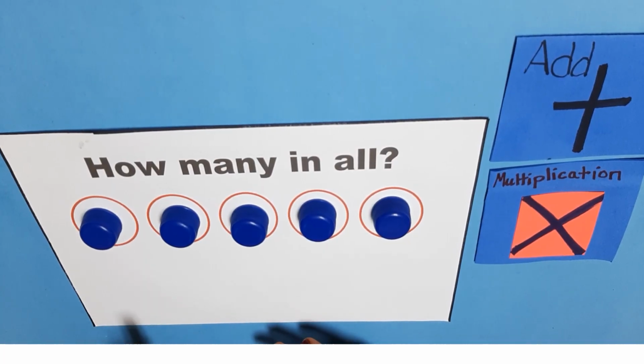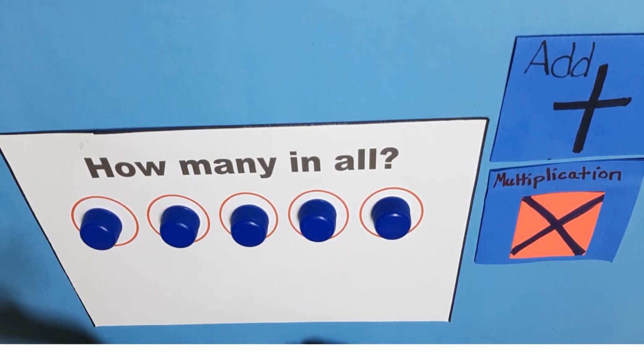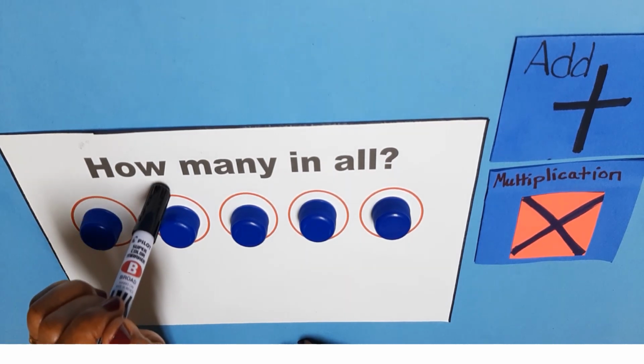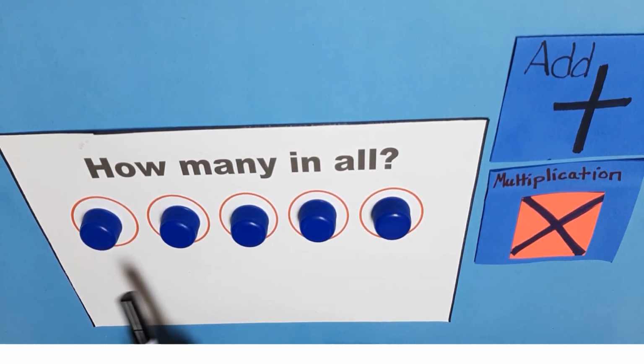We are now going to look at how we can add and multiply. We know that multiplication is a short way of adding equal groups. So when we look at the group that we have here, we said how many in all. How many groups do you see here? Let's count it together. 1, 2, 3, 4, 5. So we have 5 groups here.